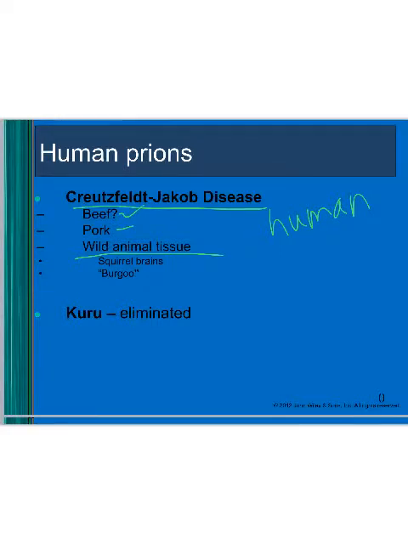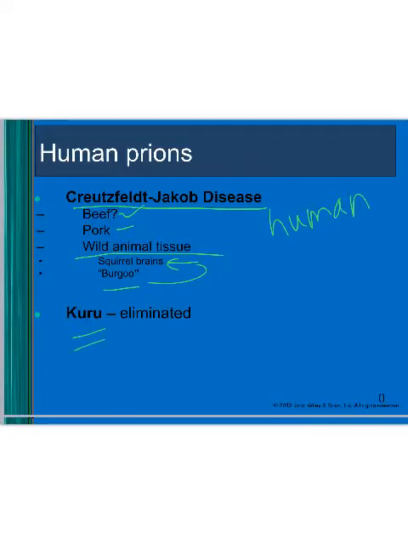There's a report of a festival. It was in the Midwest, and it was all about squirrels, and they ate a squirrel brain stew, which is called burgoo, and the squirrel brain stew gave people Creutzfeldt-Jakob disease. Ugh.